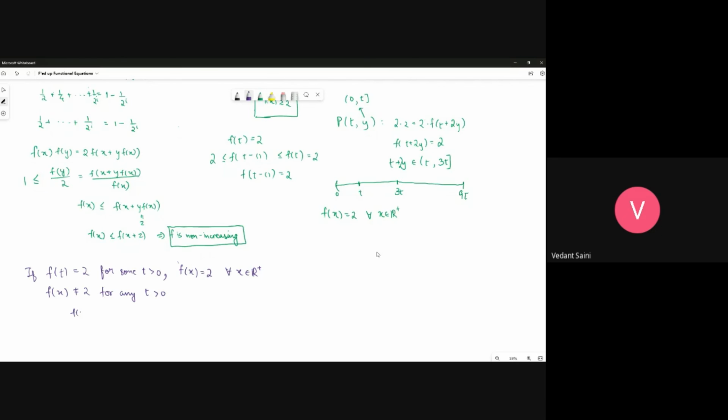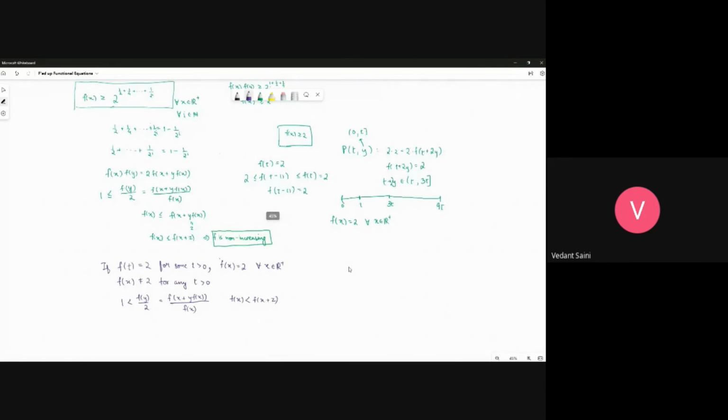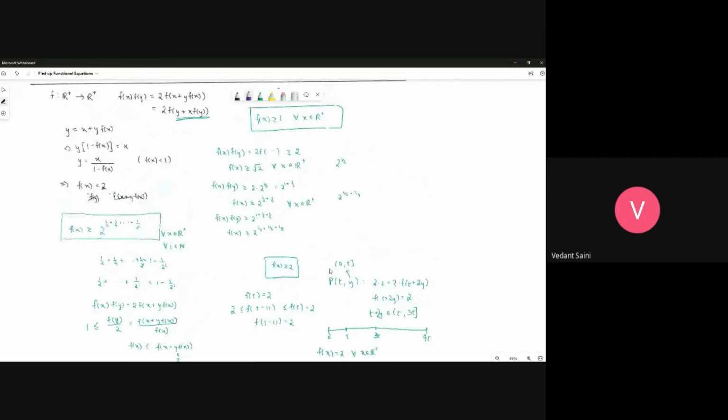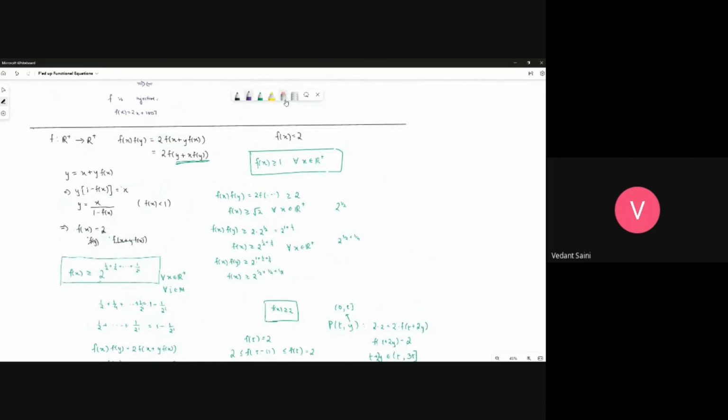Now we can get the strict inequality, strictly greater than. This means f is strictly increasing. But remember earlier, this symmetric relationship.